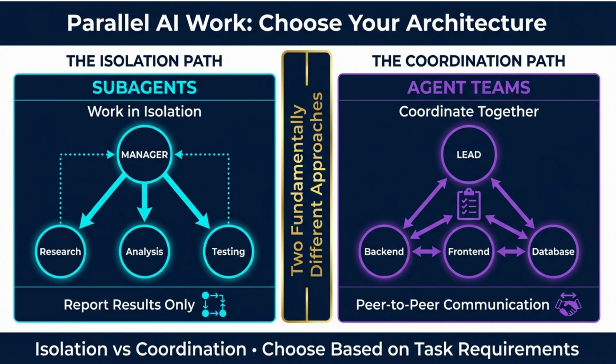Neither is universally better. Using the wrong one is like bringing a sports car to a construction site. You'll get there, but it won't be efficient or cost-effective. The key insight: architecture isn't about capability, it's about communication. Subagents work in isolation and report results. Agent teams coordinate autonomously and share context. When you need isolation versus coordination is the critical decision for parallel AI workflows. Get it right, you move fast, spend wisely. Get it wrong, you waste tokens, time, and patience.